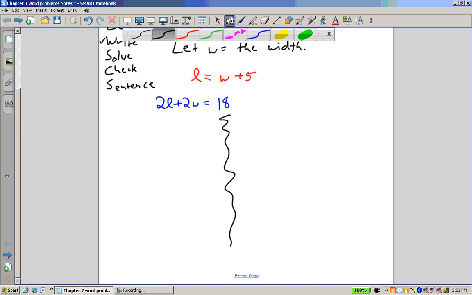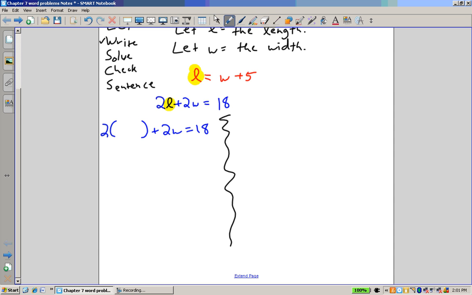So one is the traditional solve by substitution, and that is that we have the length already solved for, and we're just going to put the W plus 5 instead of the L. So we're going to have 2 times whatever we plug in for L, plus 2W equals 18. So we're going to plug in W plus 5 instead of the L. And now we just solve.